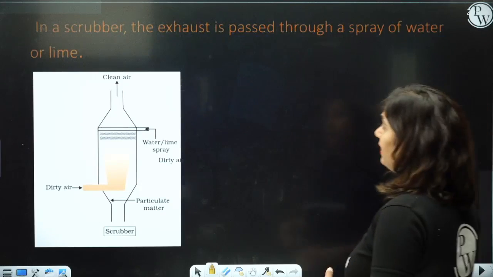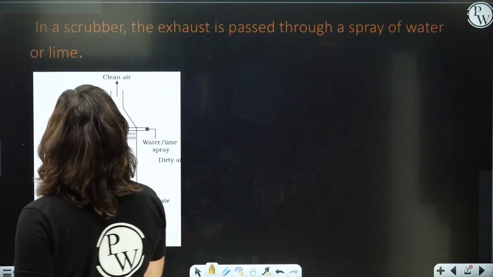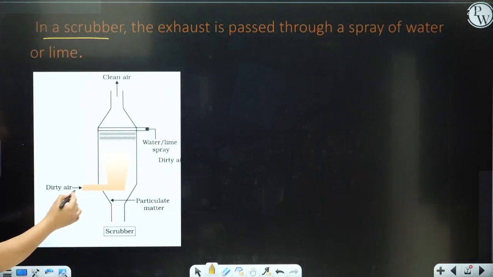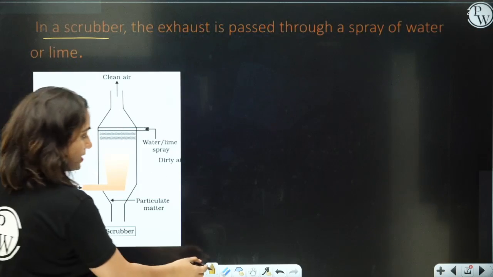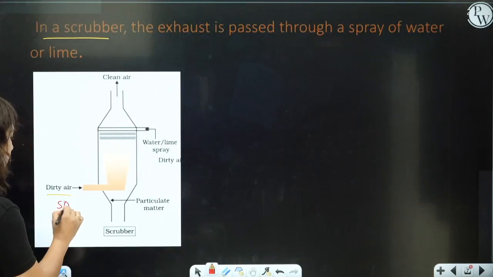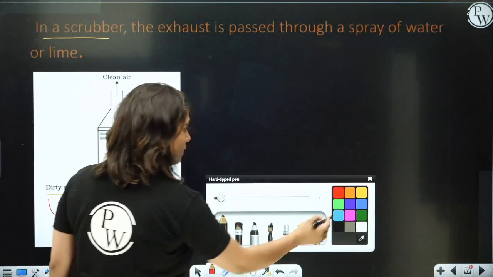Now let's understand the working of a scrubber. This is the scrubber. This is the dirty air, right? From here, the dirty air goes in, and the dirty air has sulfur dioxide in it. It contains SO2. So what is the working of a scrubber?